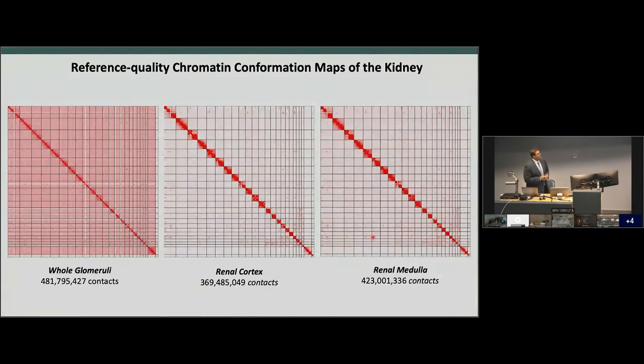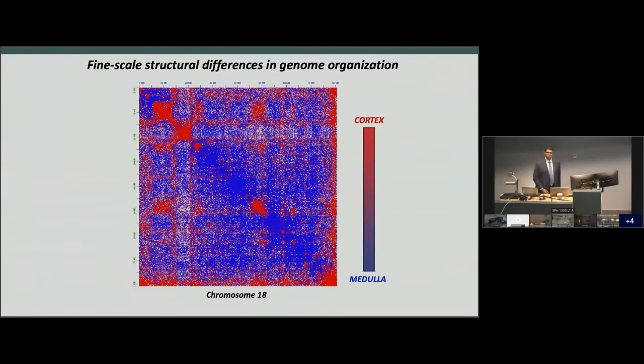And you might say, well, this just looks like a diagonal of red squares. Is it really different? You spent a lot of money and you mapped 1.2 billion contacts, so what, right? But this is the 35,000-foot view. If you take the renal cortex and medulla from the same patient, and zoom in on any given chromosome, and ask, are there differential structural changes? Then you start seeing fine structural differences.